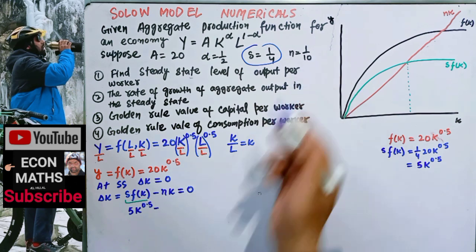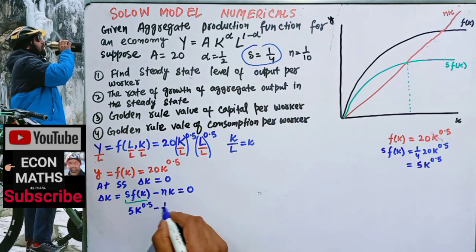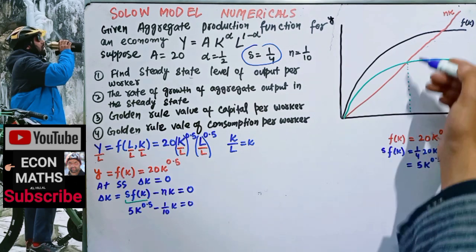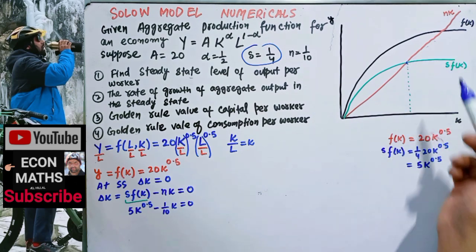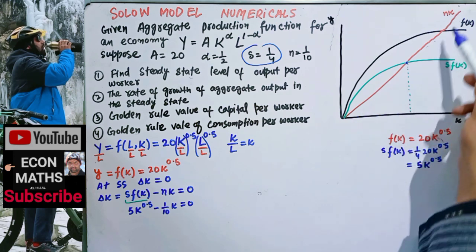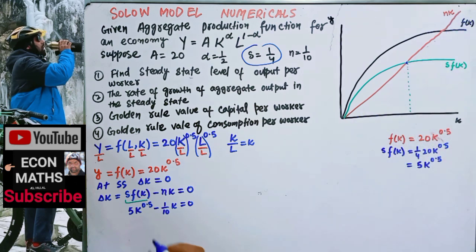So I can write 5 k to the power 0.5 minus the population growth rate, which is 1/10, so 1/10 k should be equal to 0. At this point you can see our savings are exactly equal to this nk. Solving for k here, we can write it in this fashion.